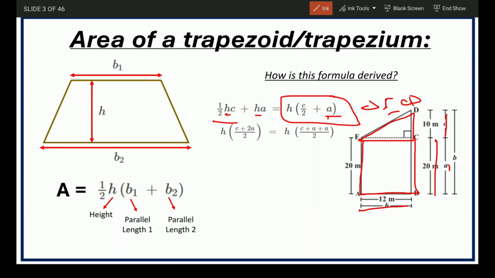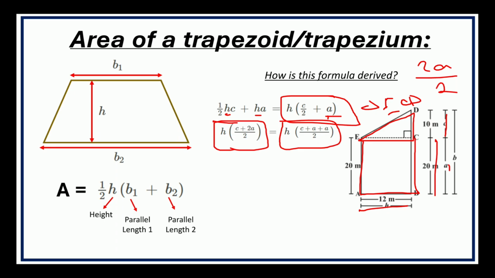Now c by 2 plus a, we can't directly add them because they are unlike terms as of now. However, we can convert a into 2a by 2, making it an equivalent fraction with the same denominator. So c by 2 plus 2a by 2 is just c plus 2a by 2. Alright, so we've got this part of the formula now. Next, 2a is just a plus a, 2 times a. So we've got that there as well.